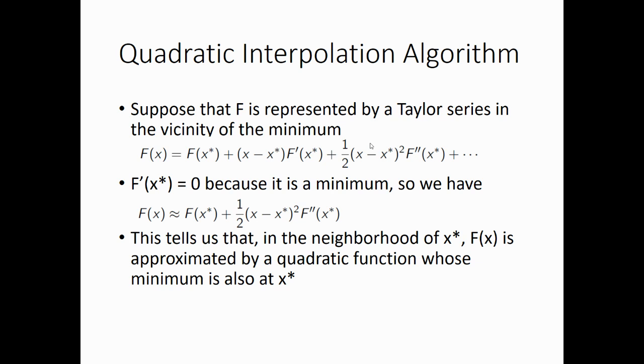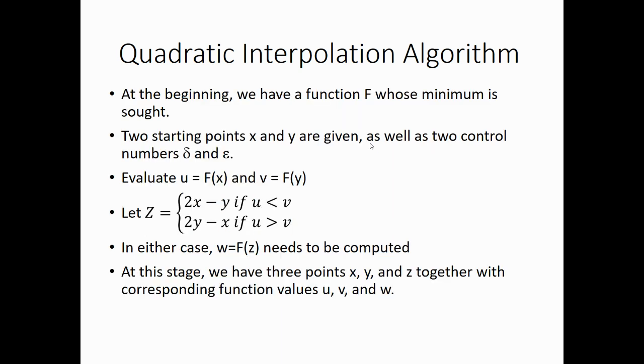So, what should be done if the quadratic interpolant has a maximum instead of a minimum? We'll take a look at what happens there. There's also the possibility that f double prime of x star is equal to 0, in which case higher order terms of the Taylor series determine the nature of f near x star, which is the minimum. So let's take a look at that algorithm.